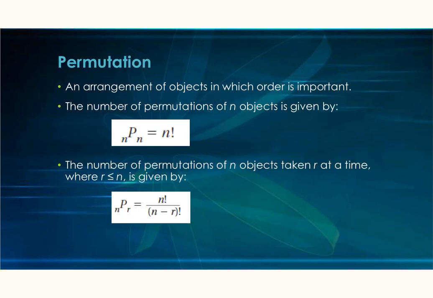All right, so a permutation is an arrangement of objects in which order is important, and that's the most important part. Order matters here. This is where the wording gets specific and you have to pay attention to it. So if it says order matters, then it means it's a permutation. We're going to get to something called combination in which it doesn't. The number of permutations of n objects is given by n factorial.